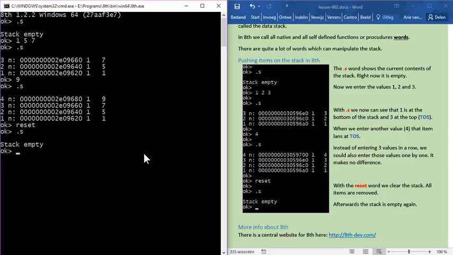So I hope you understand a little about the stack. In the next lesson I'll show you a few 8th words with which you can alter the stack in some very magic ways. I hope you enjoyed this lesson, and please read more information on the 8th website, 8th-dev.com.